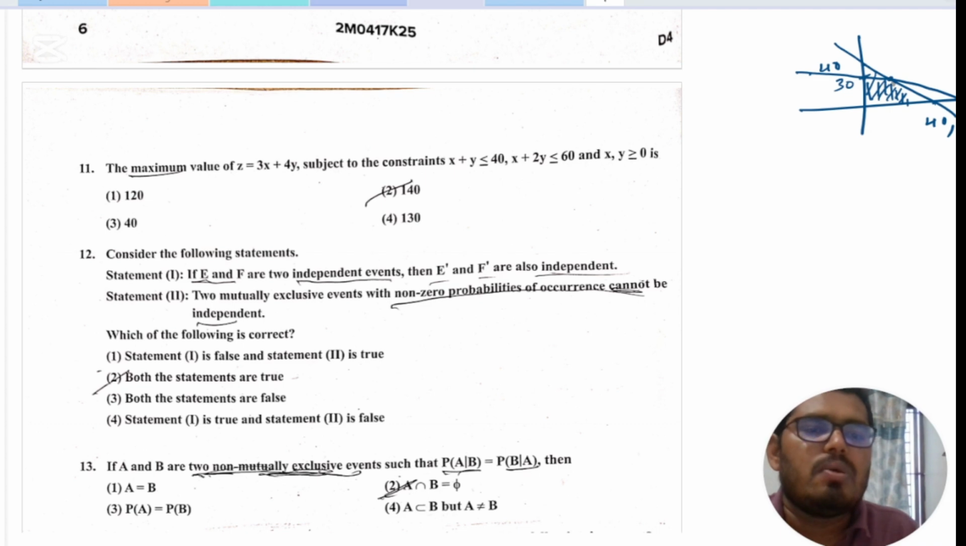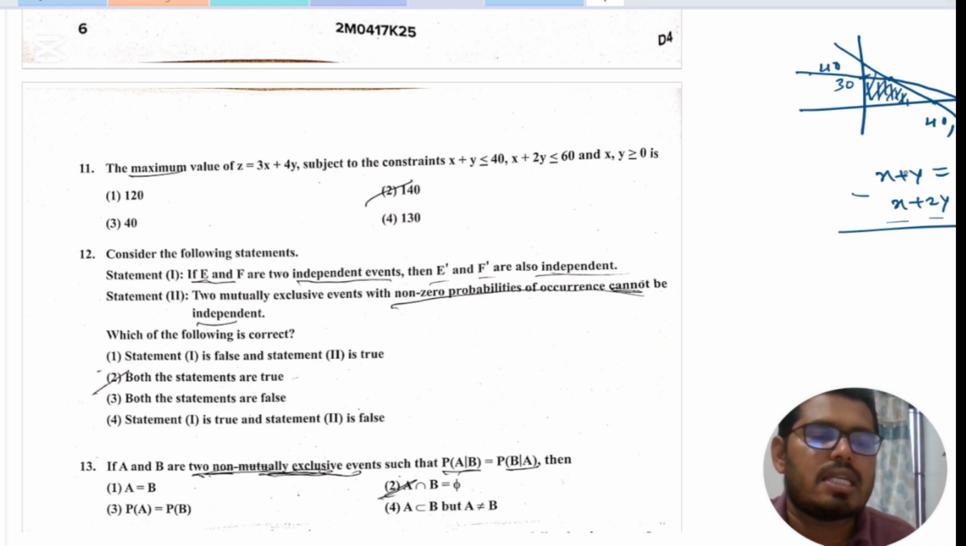Then we can find the point of intersection. If we solve these 2 equations, we get the point of intersection: x plus y is equal to 40, and x plus 2y is equal to 60. Solve these equations to get the values of x and y. Subtracting, x minus x is 0, y minus 2y is minus y, equal to minus 20. So y is equal to 20, and x is also 20. Therefore, this point is 20 comma 20.